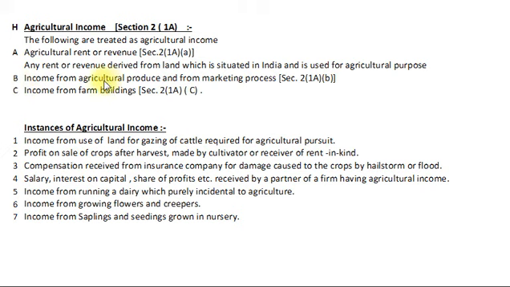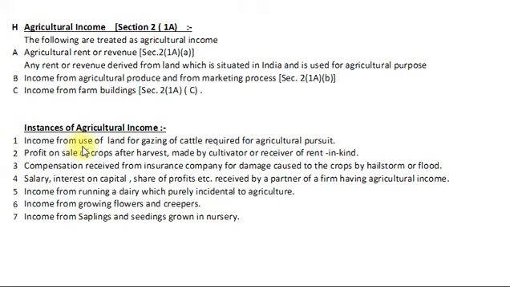B. Income from agricultural produce and from the marketing process, Section 2(1A)(b). This second point mentions that the sale proceeds of agricultural produce and a marketing process for the same are also known as agricultural income. And the last point, C, income from farm buildings, Section 2(1A)(c). So when any income is derived out of these three sources, it becomes agricultural income as per the Income Tax Act. Here we have some instances of agricultural income.